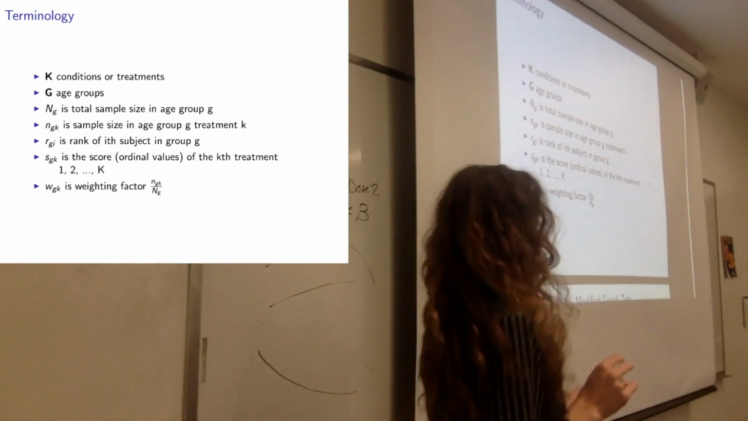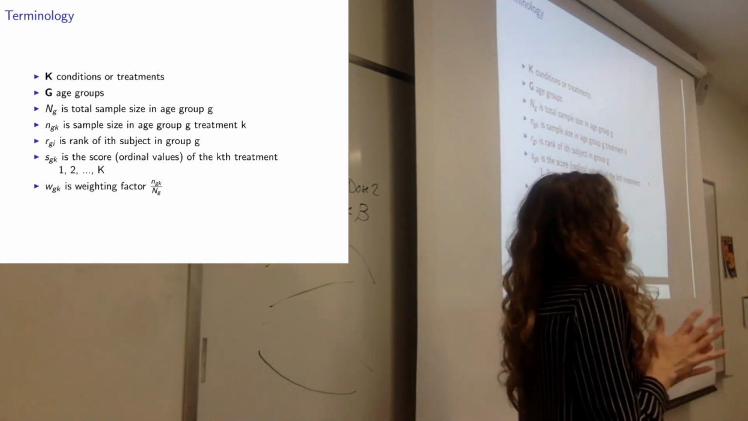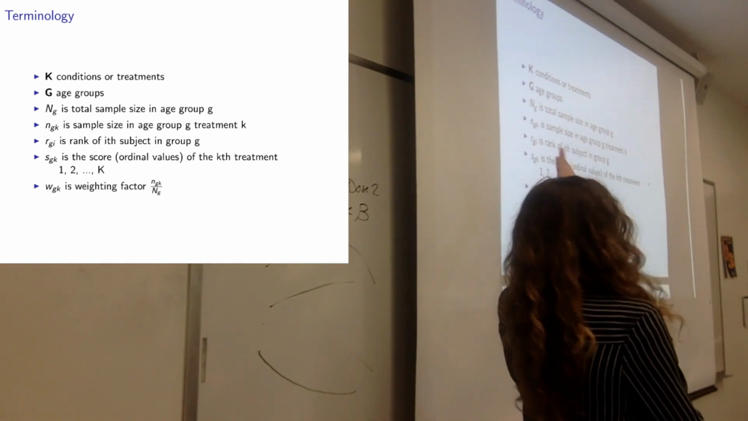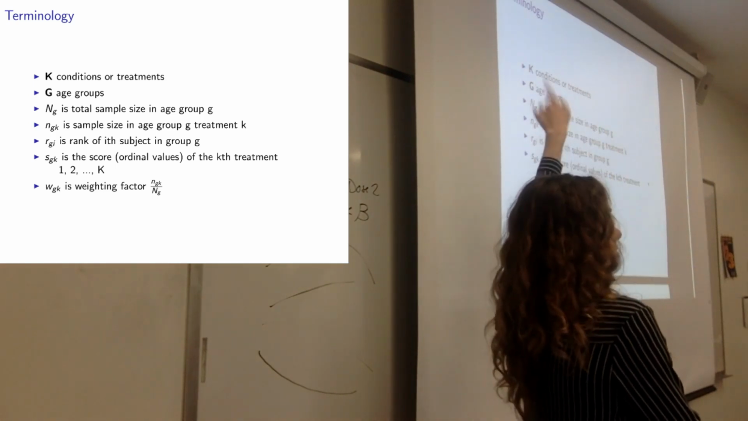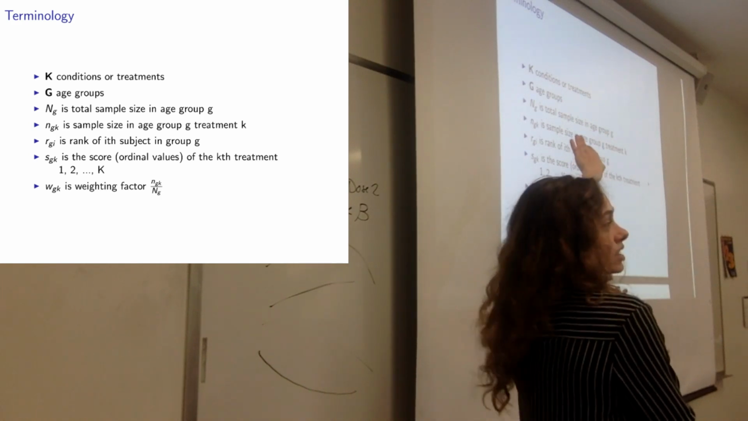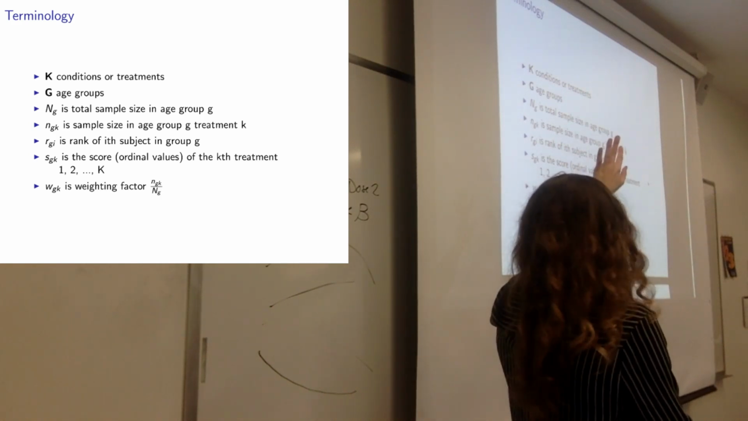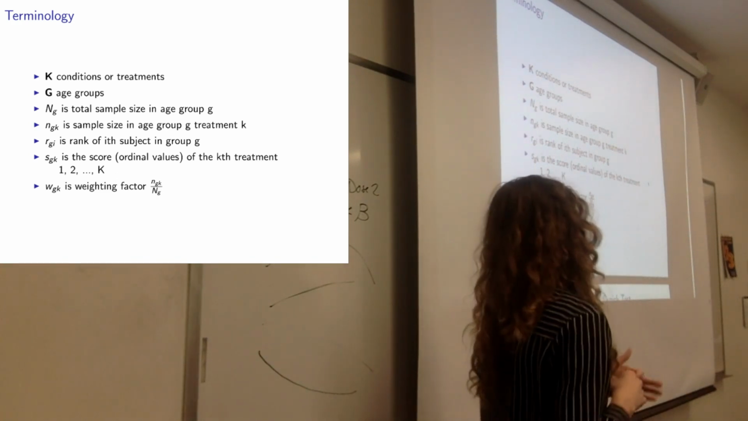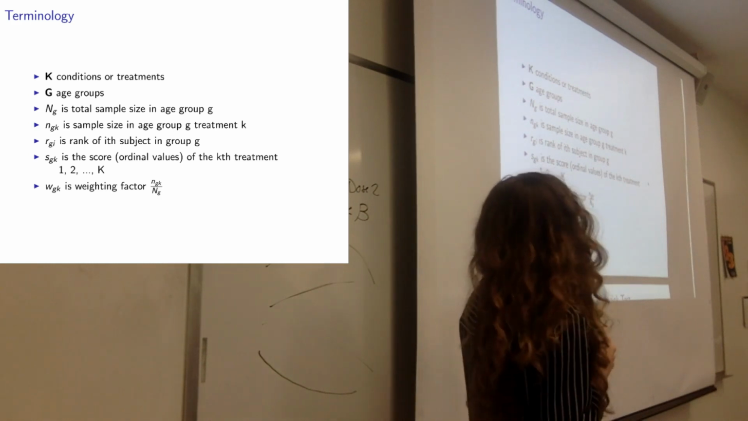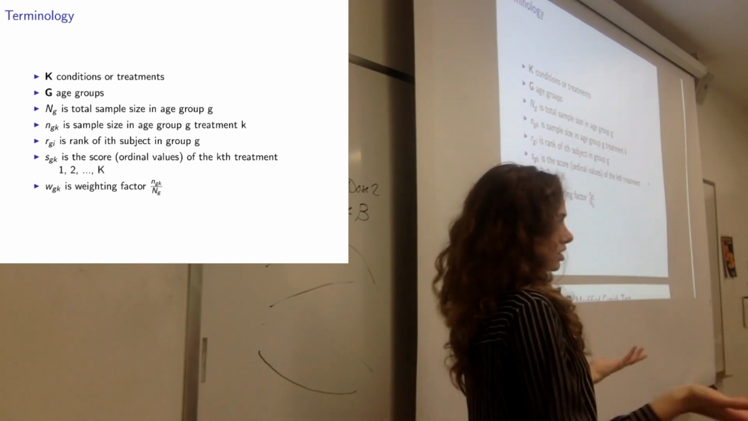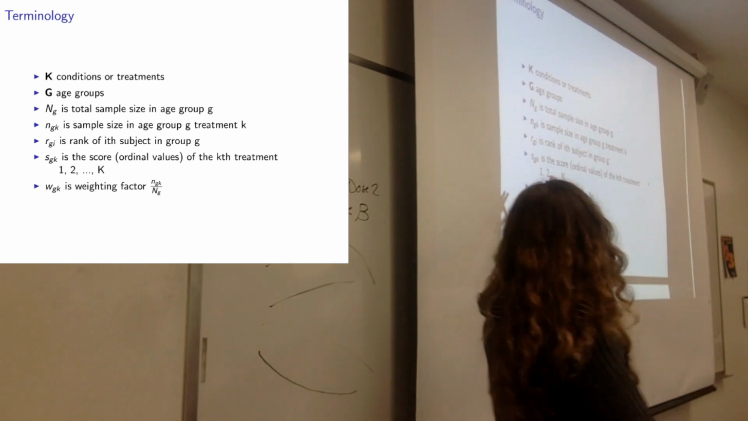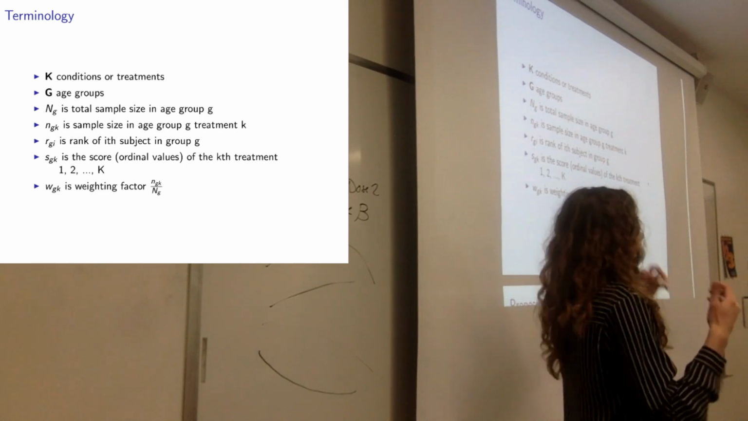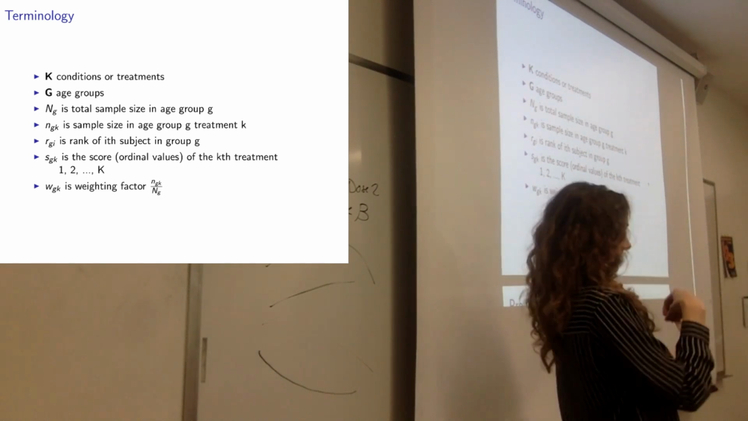Okay, some terminology. So we've already started talking about K and G, but it's important to go through all the other variables you're about to see. So K is going to be the treatments, so placebo, dose, etc. G is going to be the number of age groups. In this case, we have 6. And then N subscript G is the total sample size in the age group G. And then that can be generalized to just big N being just the total sample size, which we're used to seeing. And then little n GK is the sample size in age group G, treatment K.